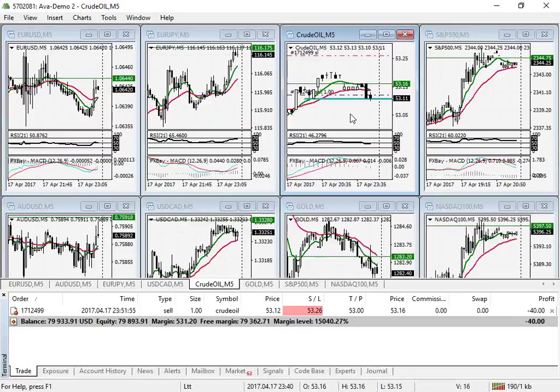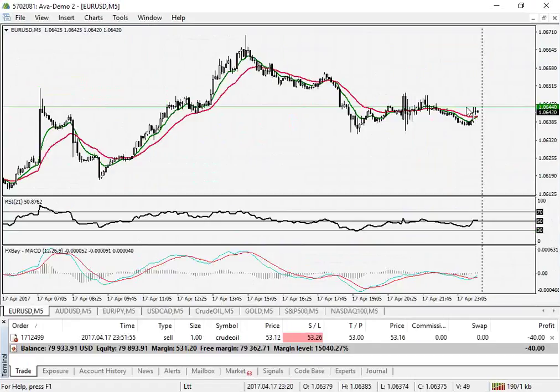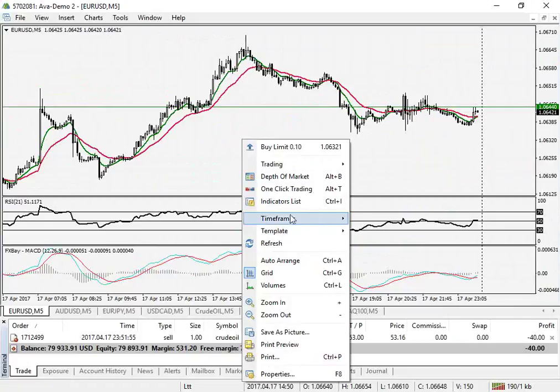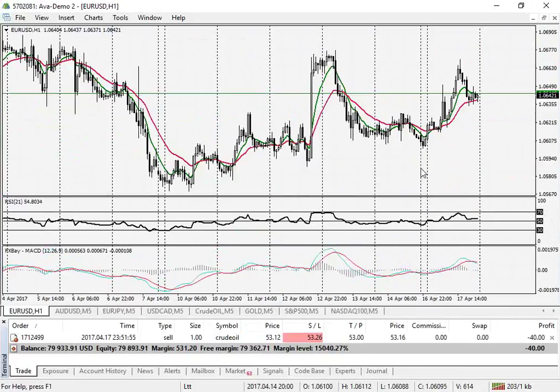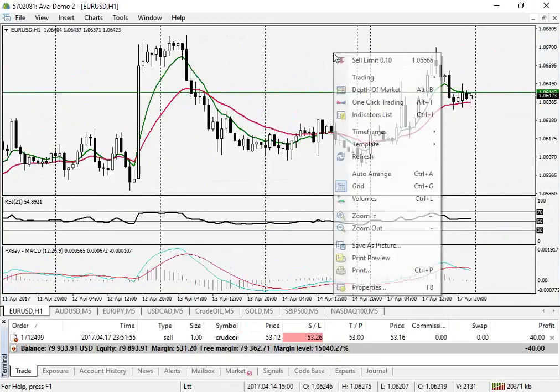Okay, let's do another example. Let's take the Euro US. Euro US right now looks like it's trying to break higher on my 5-minute chart. Quick glance at my 1-hour chart. On my 1-hour chart, everything's still pointing up, except for the MACD. Everything else is slightly bullish. So let's just ignore the MACD for a moment.